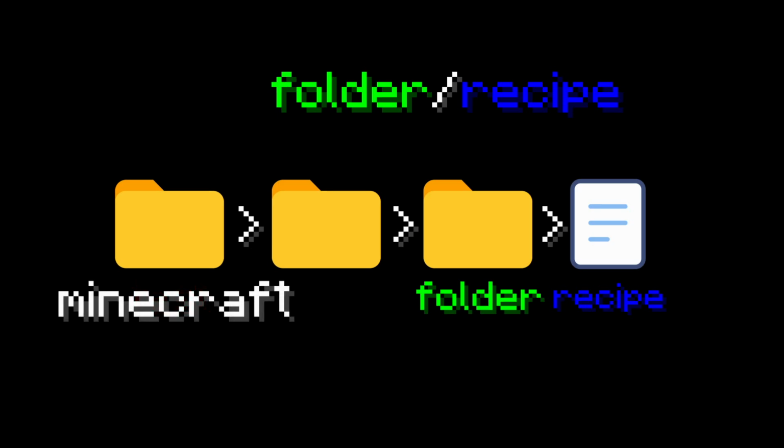I forgot to mention the colon when I first recorded this. Basically, when you write your file path, you put a colon after the namespace, and any following folders are signified with a slash. Next are components.